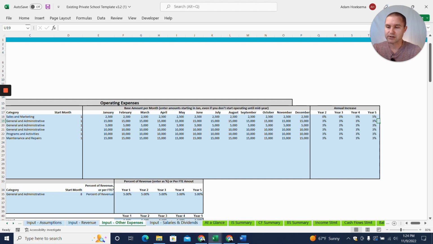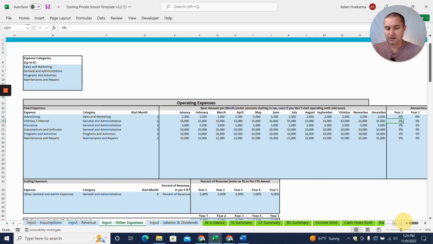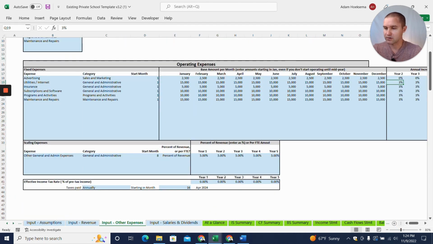So if January is 15,000 for utilities, but maybe April it's more temperate and it goes down to 10,000 because you don't have to heat the building as much, well, then the next year, the model is going to increase all of your numbers by whatever percentage you put here. So it's going to increase it by 3%, but it's still going to follow that seasonal pattern. All right, so that should help you with your cash flow expectations.